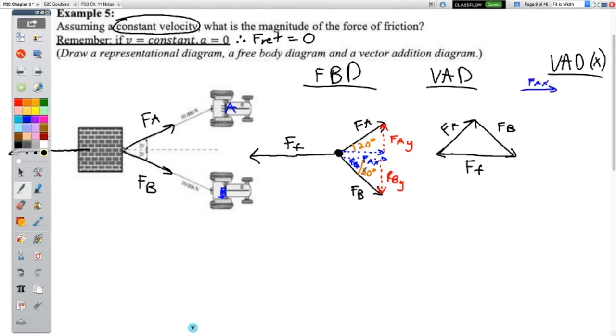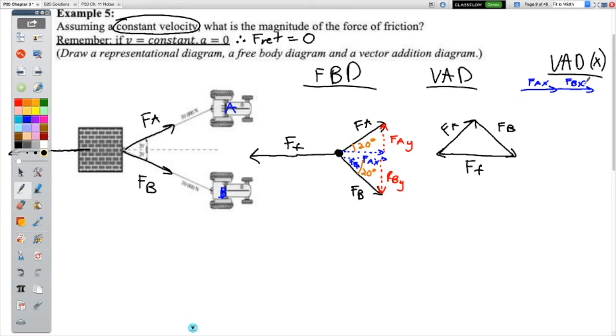We have FBX, which is going to be just as large because this is actually the same triangle, just flipped over, right? Same hypotenuse, same angle, just flipped around. So FBX, which is just as big. And then if there's no net force overall, there can't be a net force in the x-axis, and there can't be a net force in the y-axis. So both of them have to add up to 0.